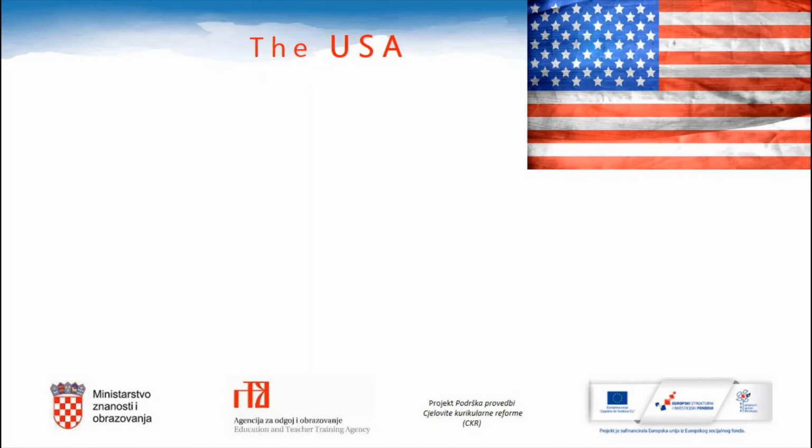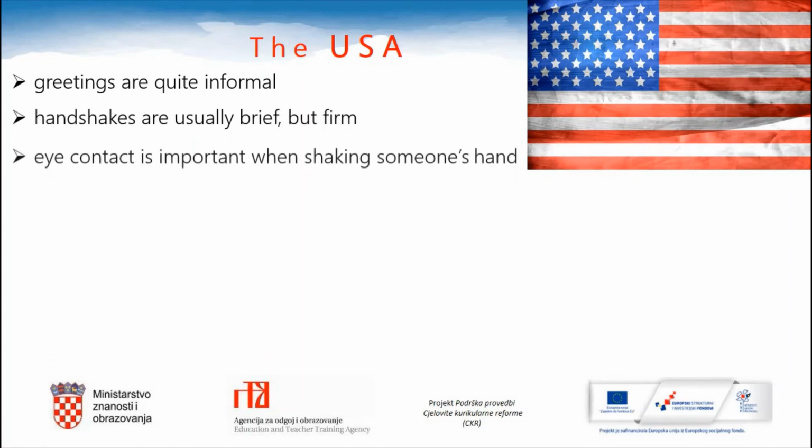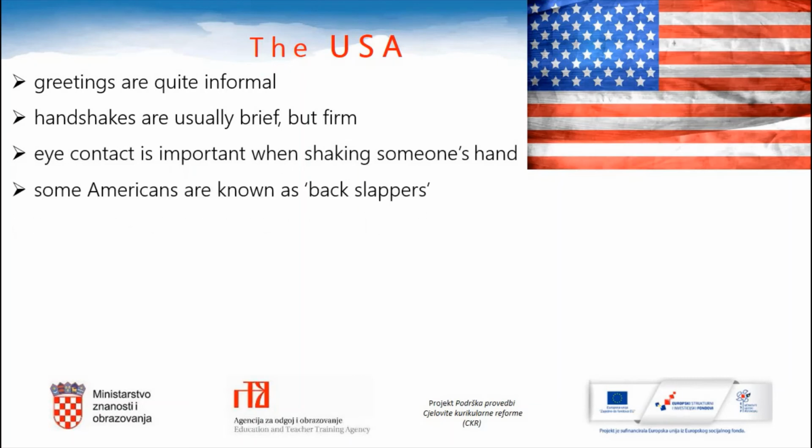Now let's see what we should pay attention to when traveling to the USA. In the USA, greetings are quite informal. The reason for this is not that they lack respect for someone. It's just they believe that all men are equal, so they act accordingly. Handshakes are usually brief but firm. Make sure that you make eye contact, and don't be surprised if an American slaps your back. It's the way they greet each other sometimes.